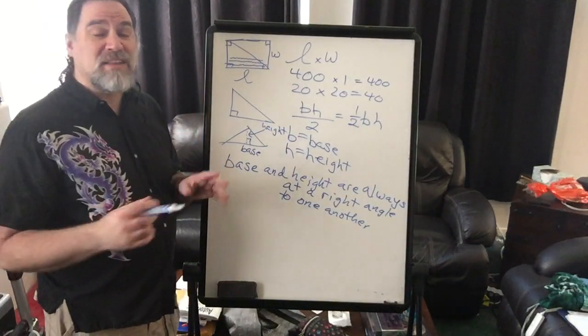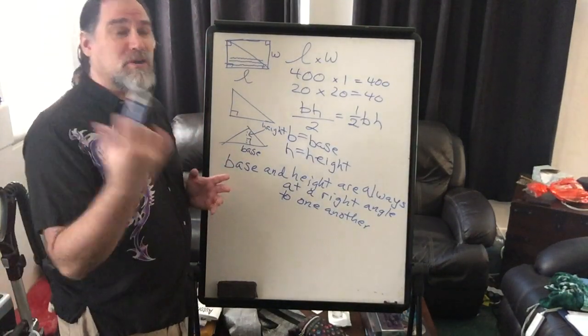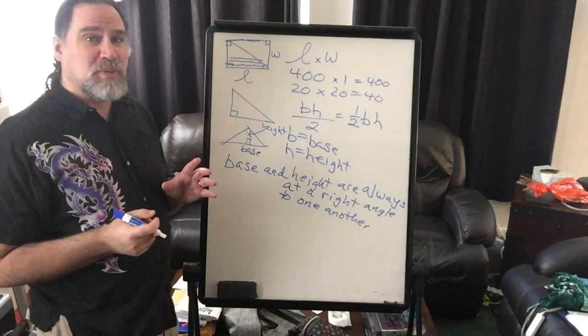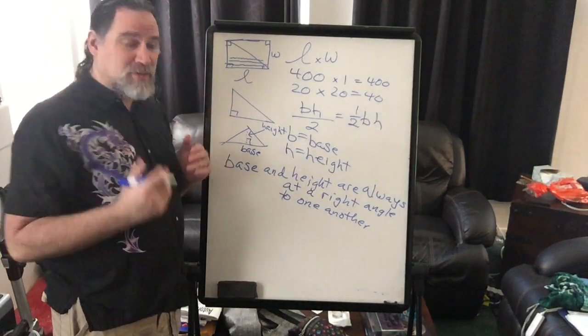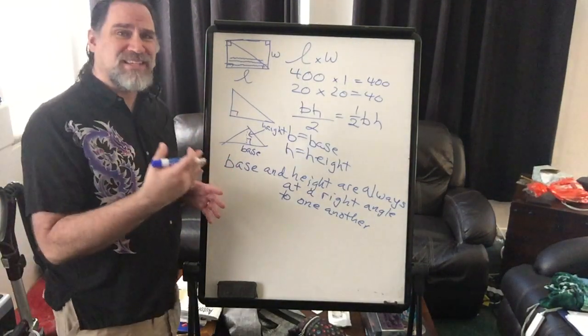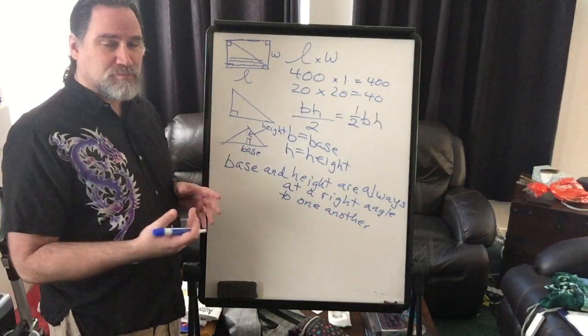Okay? And that could be outside the shape. It could be part of the shape. Okay? This would be my height. This would be my base. It could be inside this shape, down the center like this one is. It can be all over the place. Okay? Base times height.